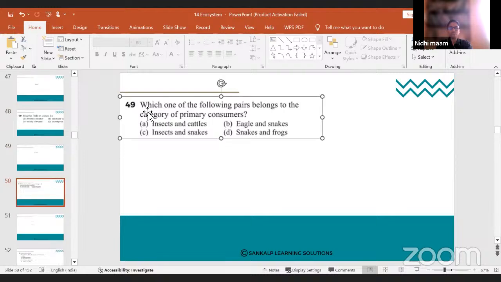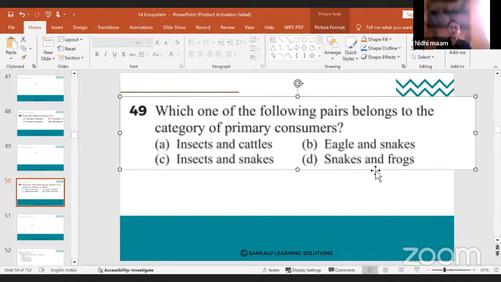Next question. Which one of the following pairs belongs to the category of primary consumers? Among the options given below, which one is an example of a primary consumer? A, insects and cattle, B, eagle and snakes, C, insects and snakes, D, snakes and frog.